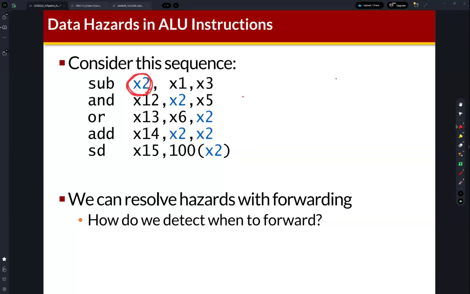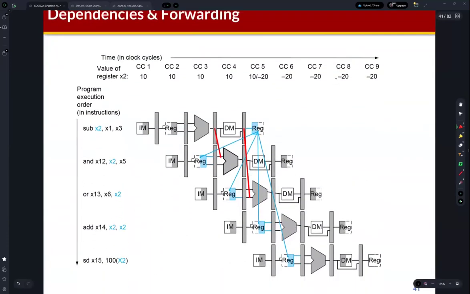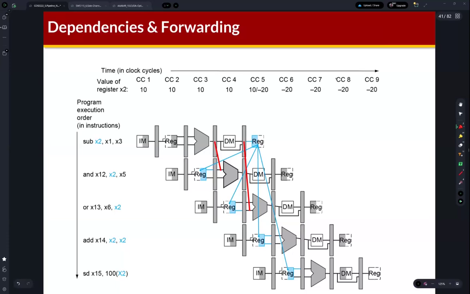Okay, so this is the very dramatic data dependencies. X2 is generated by the sub instruction, and then this X2 is consumed by the following instructions. So here, here, here, here, and here. So we can observe the data dependencies in this example, right? And then using data forwarding, we can avoid the data hazard, right? Then how? So let's see the data forwarding in the pipeline diagram.